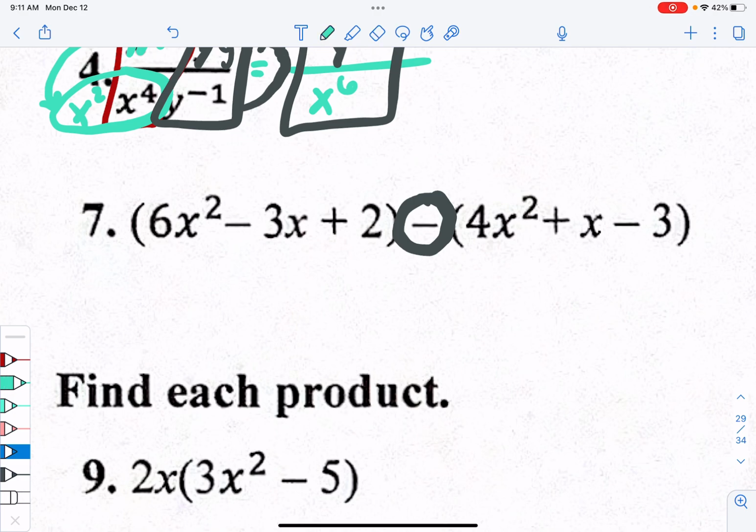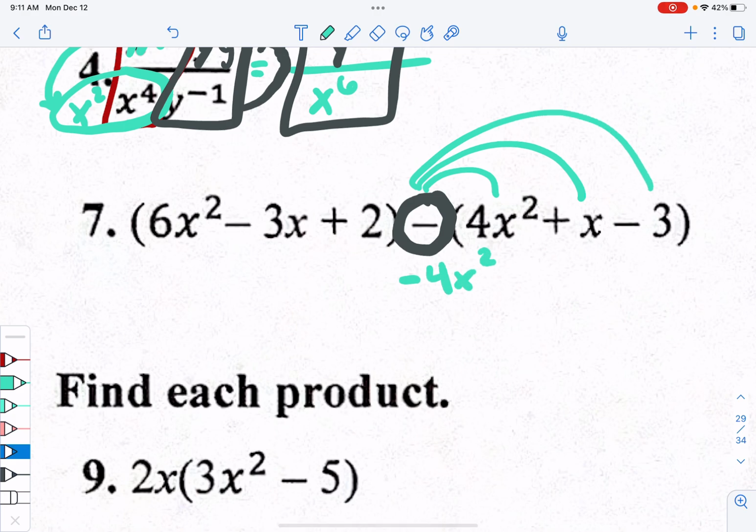But when we subtract, we have to be careful because we have to distribute the negative through. So this 4x squared becomes minus 4x squared. This becomes minus x, and this -3 becomes plus 3, okay? Then this 6x squared, he's just going to chill on the front, so I'm just going to rewrite him.